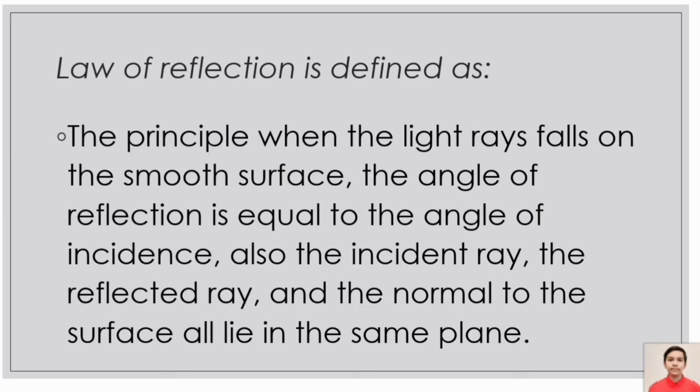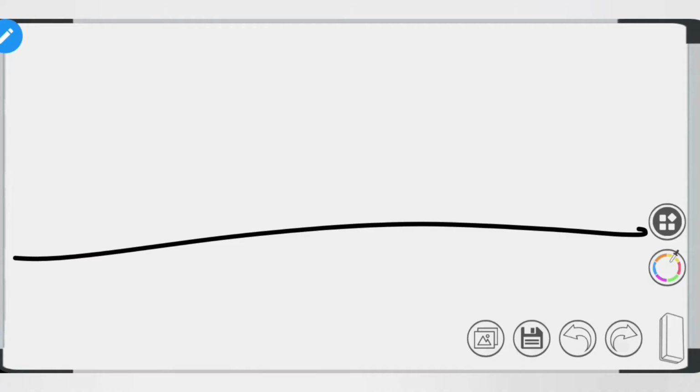The law of reflection is also defined as the principle that when light rays fall on a smooth surface, the angle of reflection is equal to the angle of incidence. Also, the incident ray, the reflected ray and the normal all lie in the same plane. Now let me explain that.